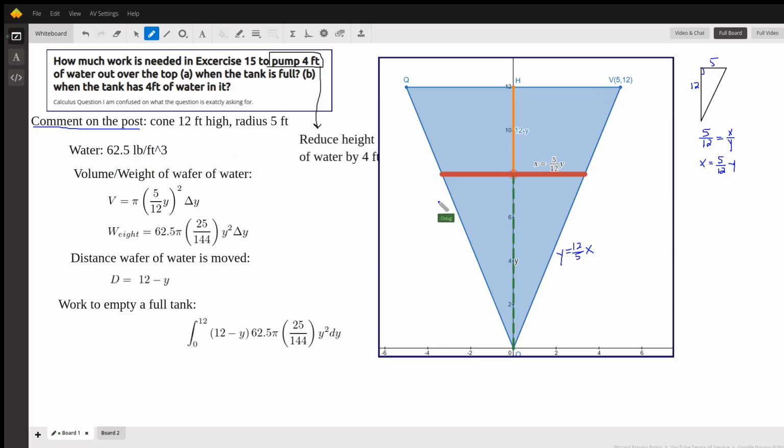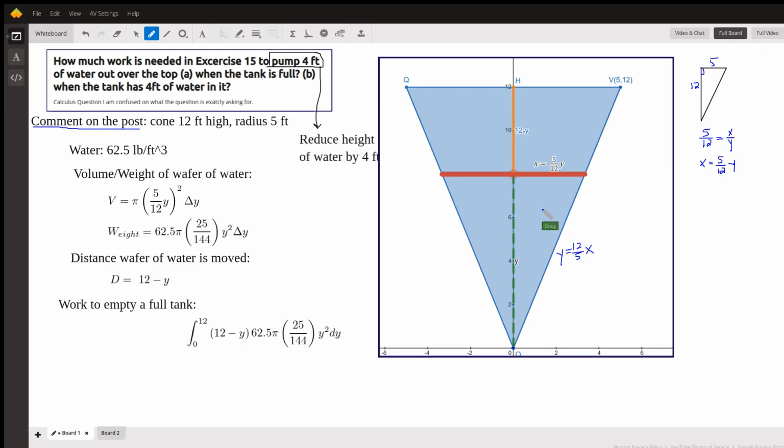You need to know for work that we're going to move a wafer of water, this red strip, a distance of, well, however far it is to get it over the top of the tank. So we've set up this coordinate system with the vertex of the tank down here at (0, 0), this upper right-hand corner at (5, 12). That allows us to figure out the equation of this side right here using slope-intercept: y equals 12/5 x.